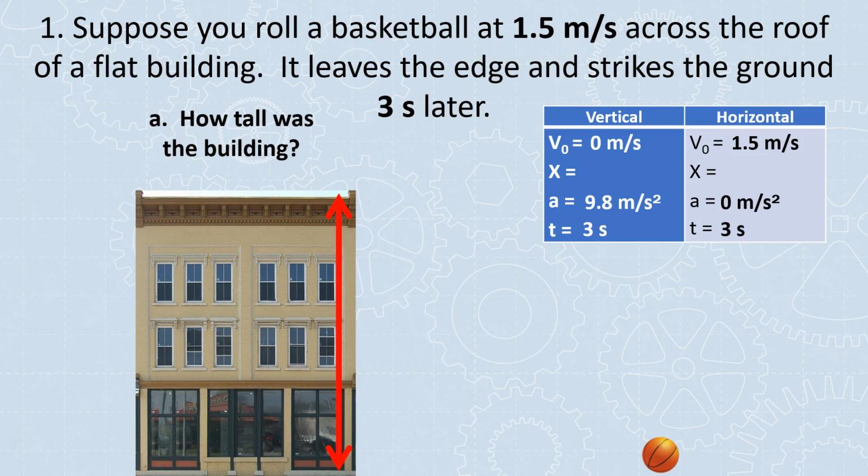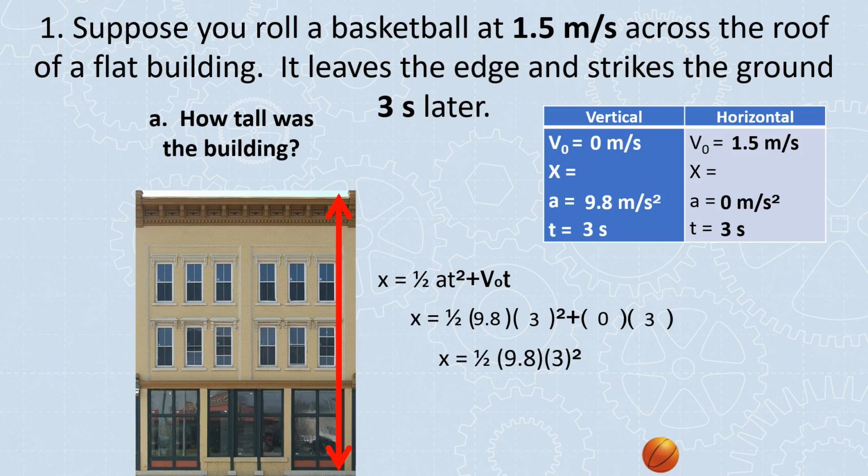In this case, we're looking for vertical information, so we use only the vertical column. Final velocity is not included, so there's our formula. Substitute in. There's our vertical acceleration, vertical time, vertical initial velocity, vertical time. Get rid of that zero. Zero times three is just zero. Remember to square that three, multiply, and there's my answer, 44.1 meters. I used my vertical information to find another vertical unknown.